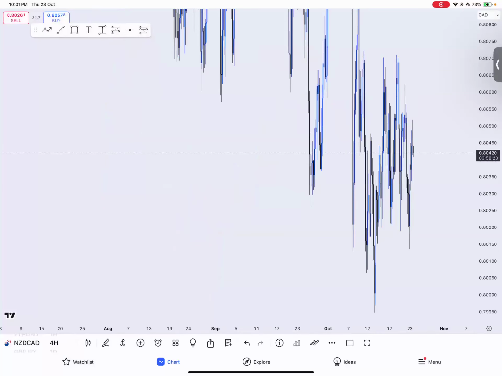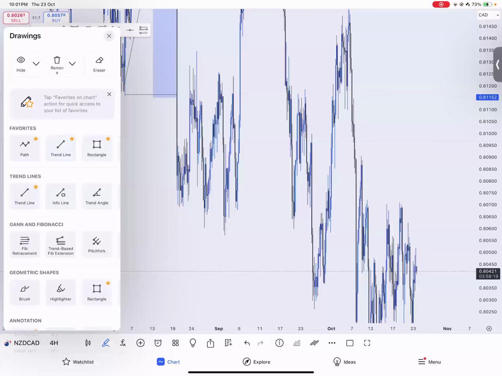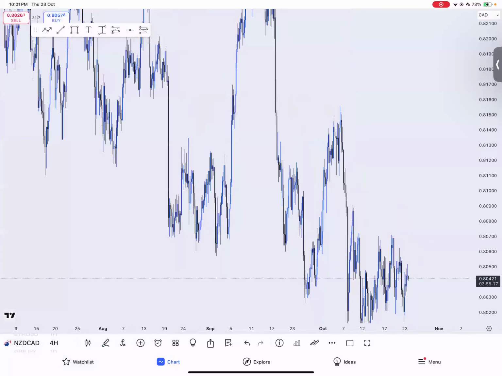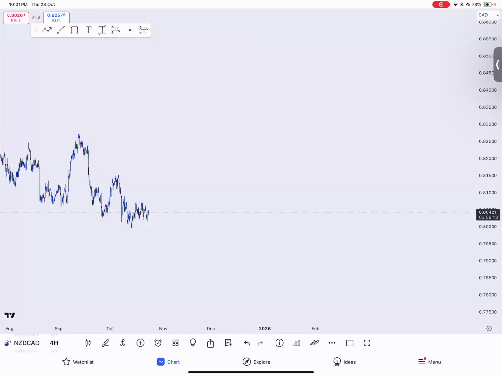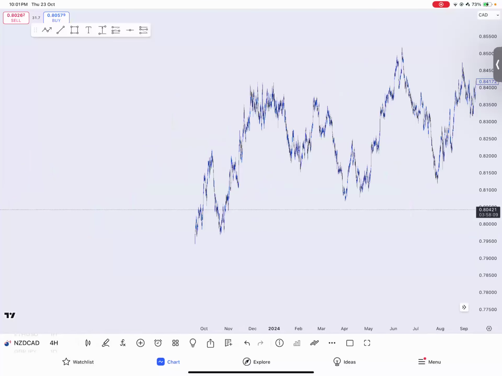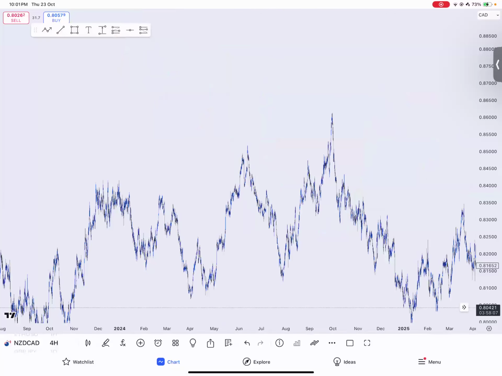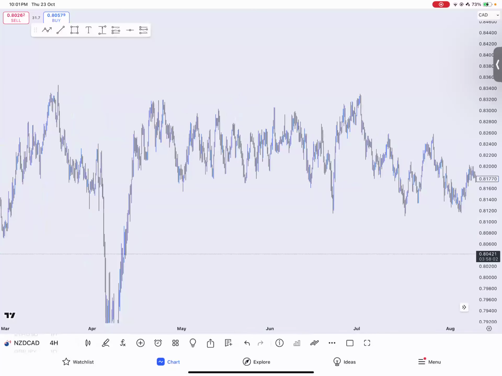Ranging liquidity. Okay, here I use. So the third one is called ranging liquidity. Is it NZD CAD or NZD CHF? Forgetting the pair. Okay.